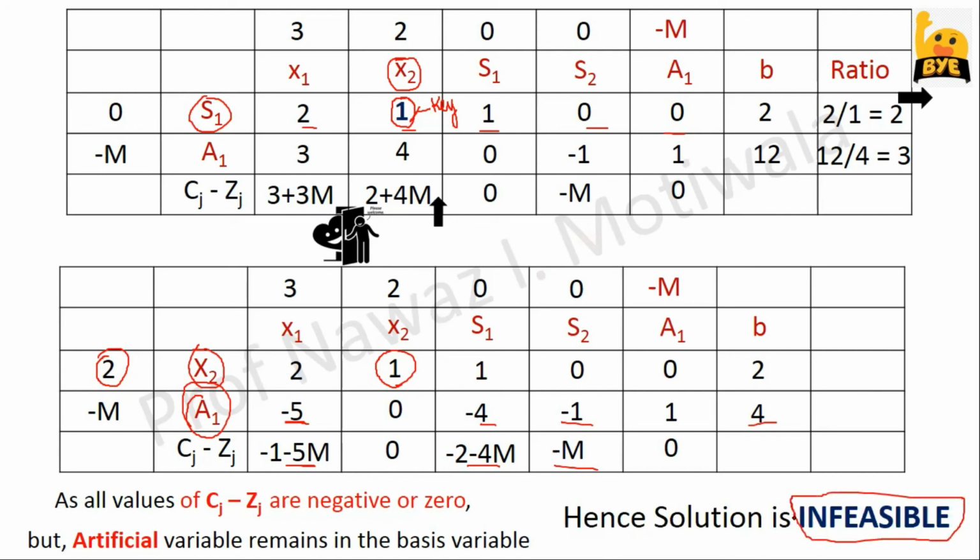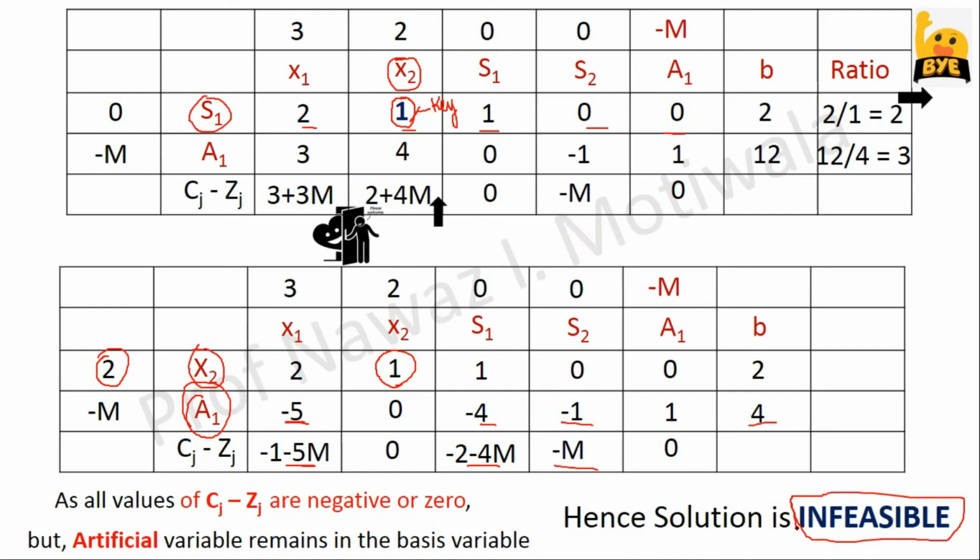So what is now our conclusion? Our conclusion is, if the solution has terminated because of Cj minus Zj being 0 or negative, but even then the artificial variable remains in the solution, we will say that the solution is an infeasible solution. And with this we have completed the problem.